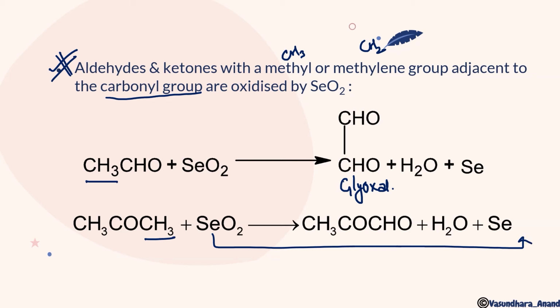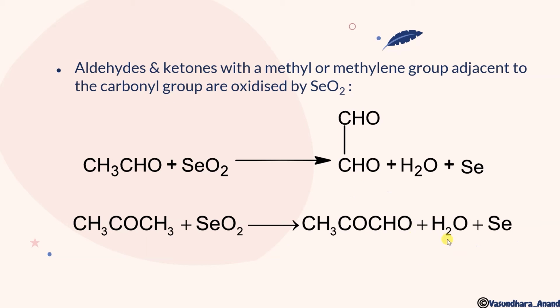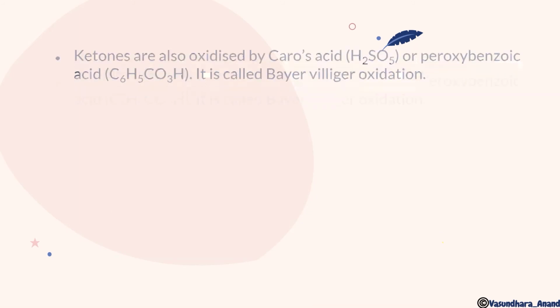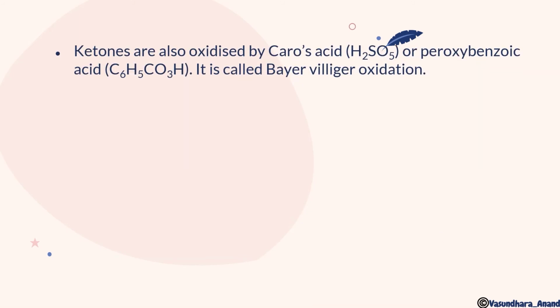Sometimes a question can be asked: when acetone undergoes oxidation in the presence of selenium oxide, what will it form? So this is the compound. Can you tell me the name of this compound? This will be named by numbering 1, 2, 3. So that means 2-oxo, the CO group as a prefix, 2-oxo, and then it is propanal. Clear? Now the next thing is ketones are also oxidized by Caro's acid.